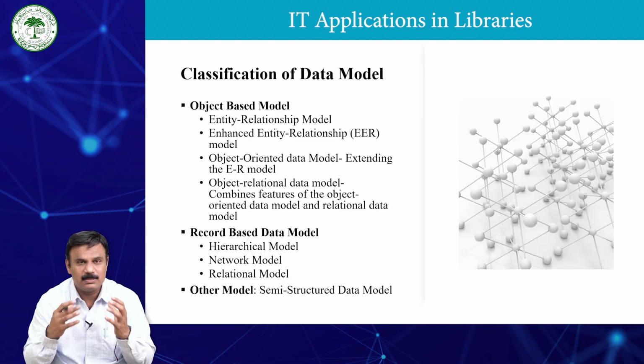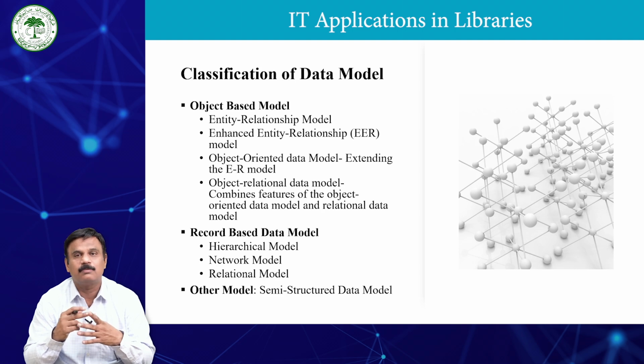Now let us discuss what are the different data models. There are two major data models. One is object-based model, another is a record-based data model. In the object-based data model, we have the entity relationship model, enhanced entity relationship model, object-oriented data model, object relational data model. So there are four models under the object-based data model. And the record-based data model will have the hierarchical data model, network data model, and the relational data model. And the other models including semi-structured data model or NoSQL data models.